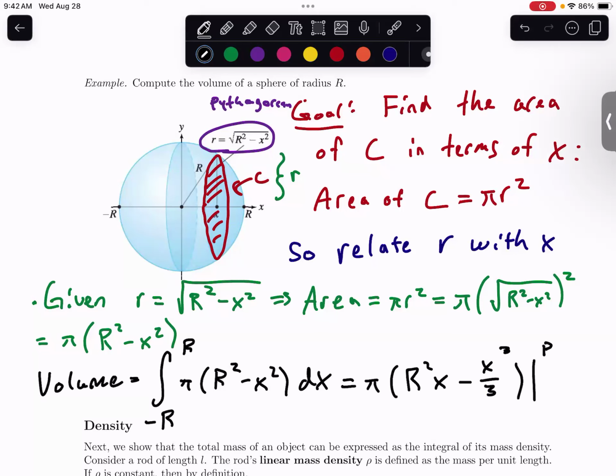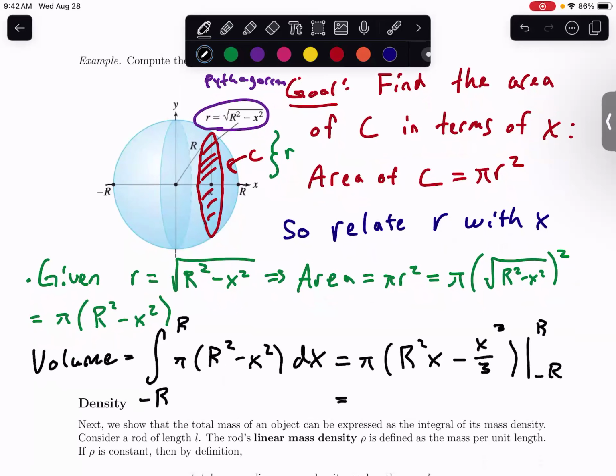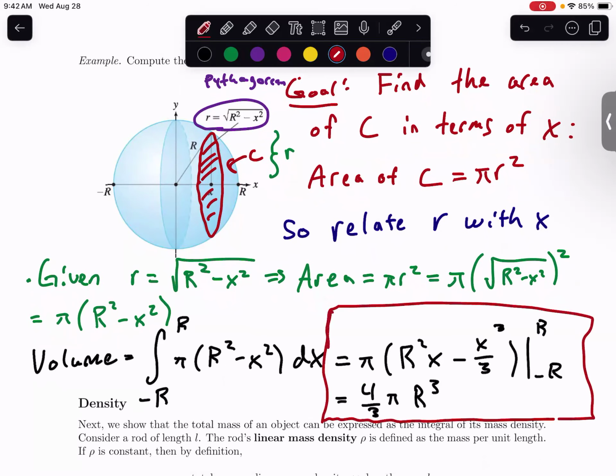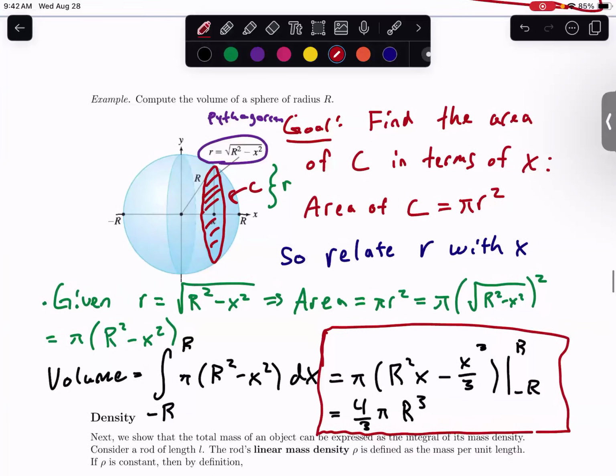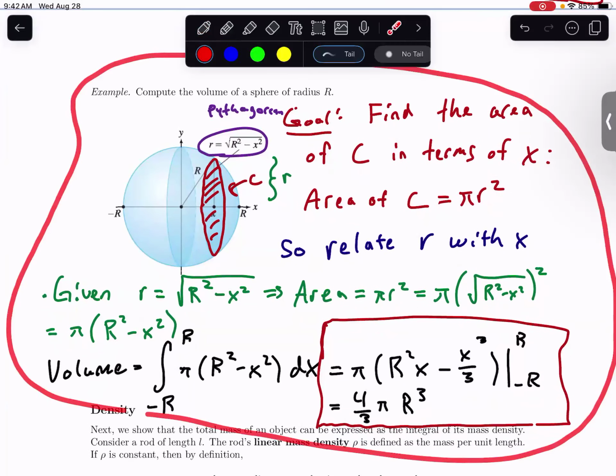Then you just plug in R and minus R. If you do this, you should end up getting the following answer. So you'll end up getting that this is going to be 4 over 3 pi times R cubed. But again, you can leave your answer in either one of these forms, whatever you prefer. Okay, any questions about this final volume example?